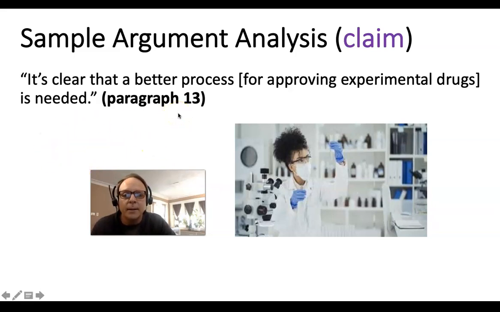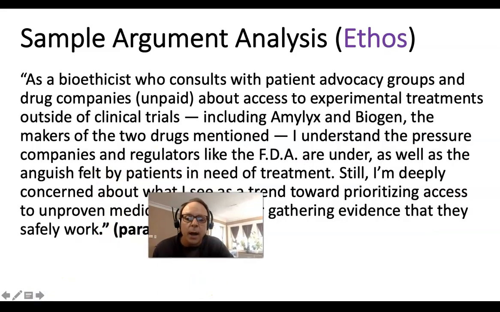You'll probably find these easier. So it's clear that a better process for approving experimental drugs is needed. That's in paragraph 13. Way down toward the bottom of the article, or maybe toward the middle of it, she explains what she's asking. And she wants a better process, a safer process for approving experimental drugs when you have to do it really quickly. So that's what she argues for. That's her claim. That's her topic.